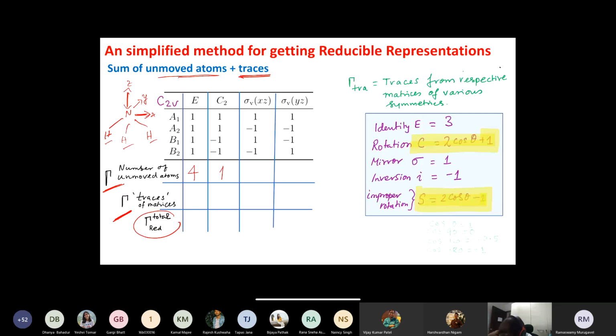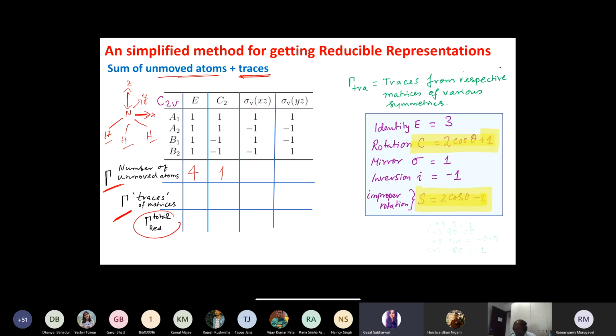So if you do the XZ plane, how many atoms change their position in the XZ plane? Anybody can answer? Unmute and answer. 2. Any other answer? What do you say? It's 2. Sir, if you put a plane, then N and H will be the same, no? Okay, N and H will be.